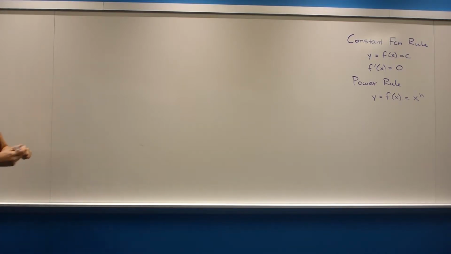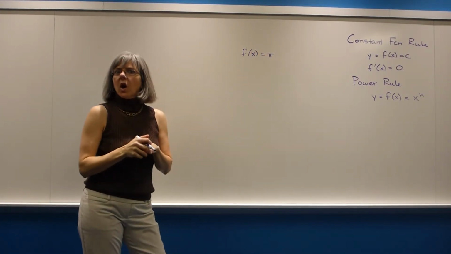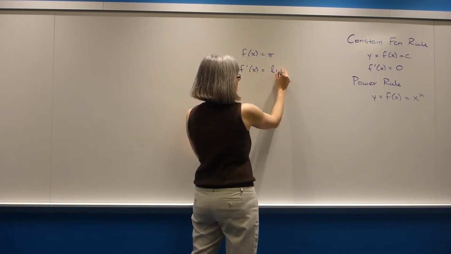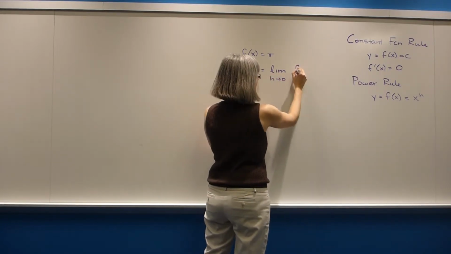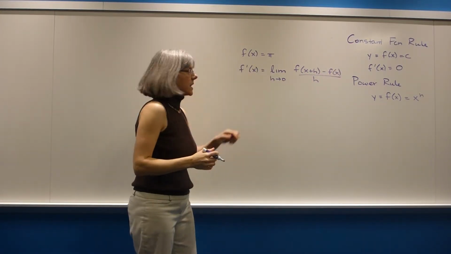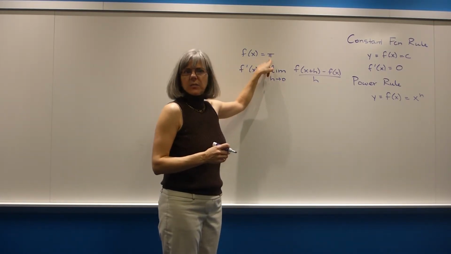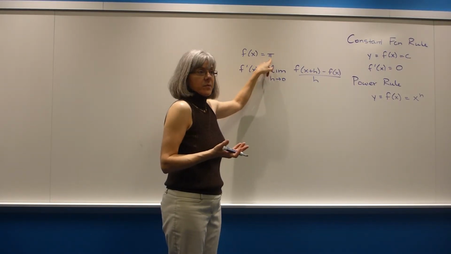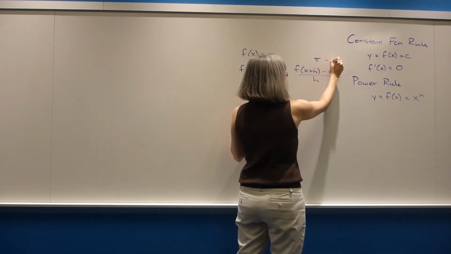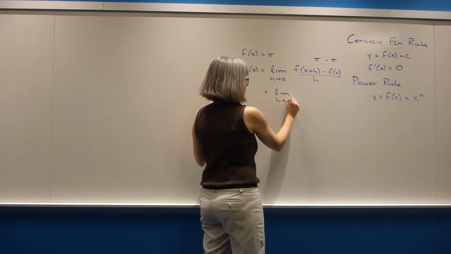Let's just back up for a moment. If I had this one, f of x equals pi, and I wanted to find the derivative the long way with the difference quotient, the derivative is equal to the limit as h approaches 0 of f of x plus h minus f of x all over h. I start plugging in. What is f of x plus h? Is this ever anything but pi? It can't be. It's always pi. So f of x plus h is pi. F of x is pi. So I'm going to get pi minus pi. Pi minus pi is 0. So I'm going to get the limit as h approaches 0 of 0 is 0.